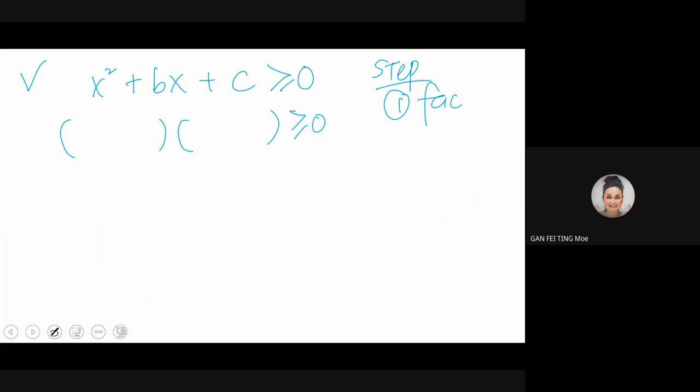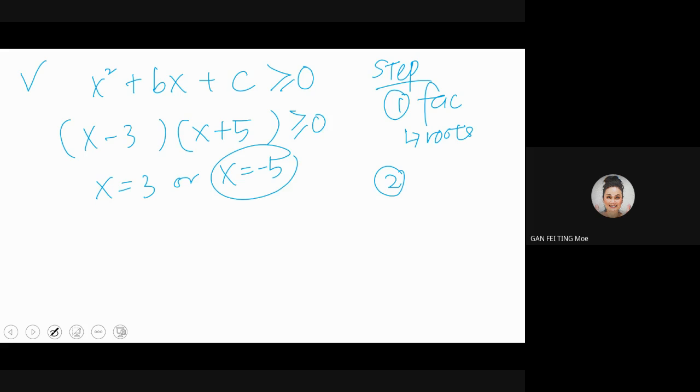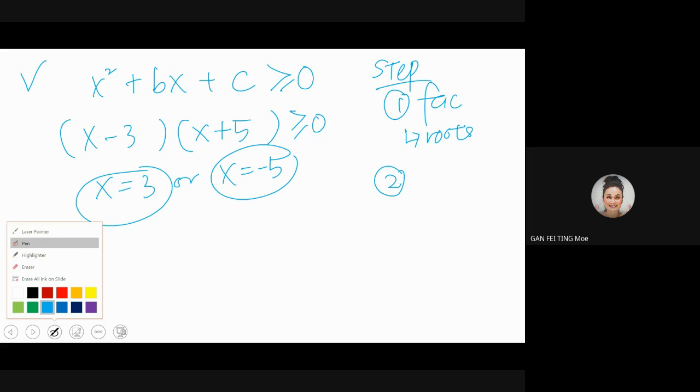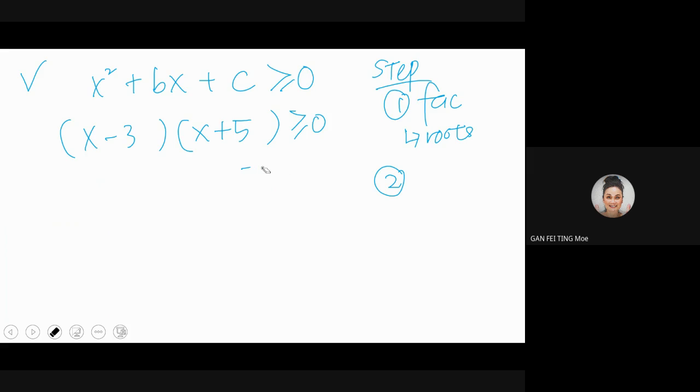Once you factorize, from here you will be able to determine the roots. Let's say I give you x minus 3 and x plus 5. You will be able to determine the roots. When you already determine the roots, for your second step, you do not write your answer underneath here. When you write your answer underneath here, you are wrong. Do not write the root under the inequality that you form here. You may write it outside of your inequality.